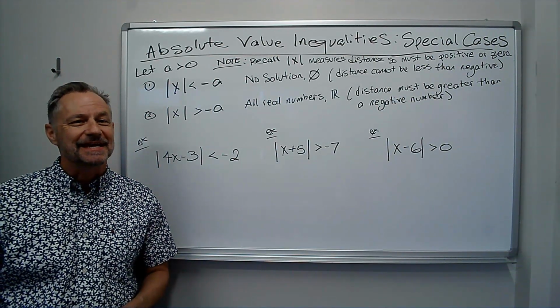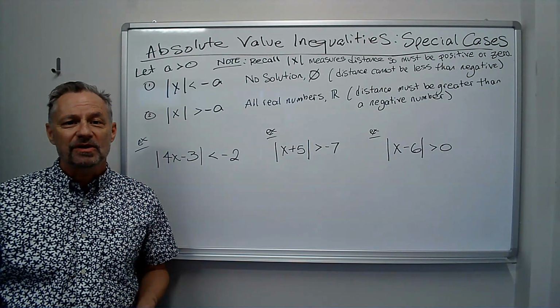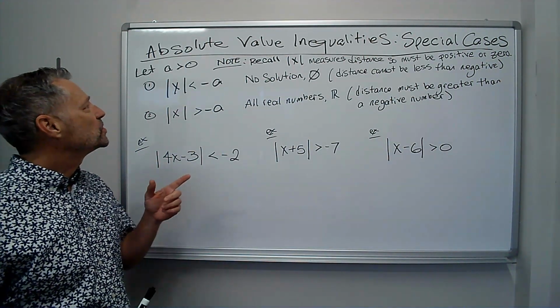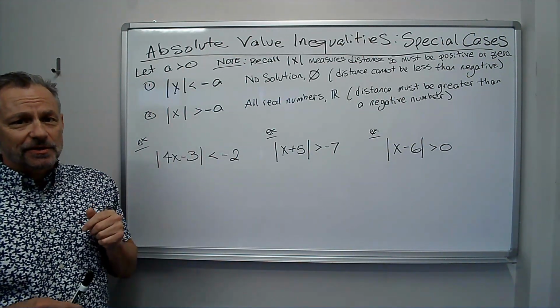It's Professor Monty again. Let's look at absolute value inequalities again, but let's look at some special cases. Okay, so again, we're going to let a be greater than 0.